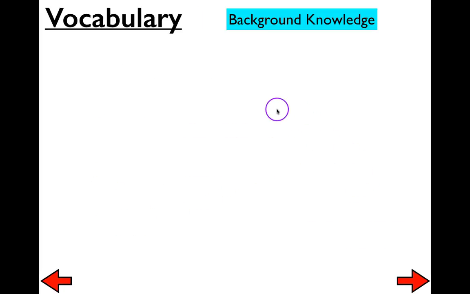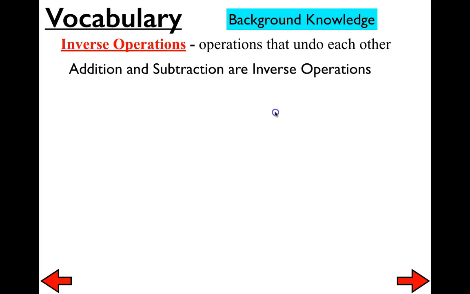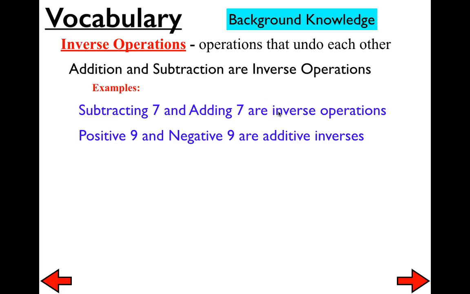So vocabulary, some more background knowledge. Inverse operations: we need to remember that these are the operations that undo each other. You're going to use this a lot in order to isolate the variable to get a solution. Addition and subtraction are inverse operations. So here you can subtract 7 or add 7. Those are inverse operations. Please do not confuse that with a positive 9 and a negative 9. Those are additive inverses. So there's a slight difference there.